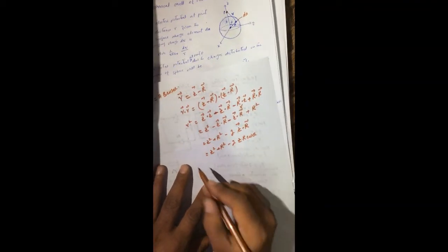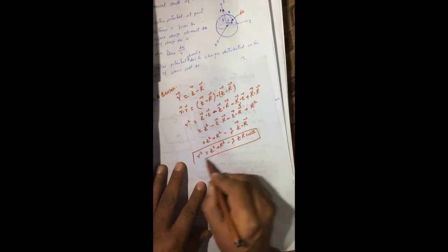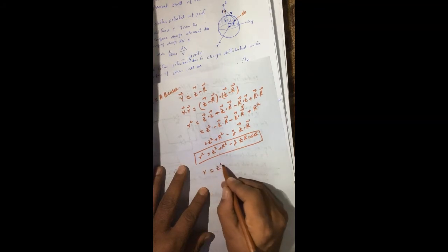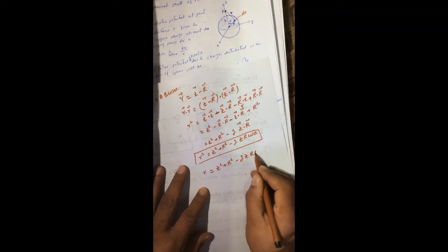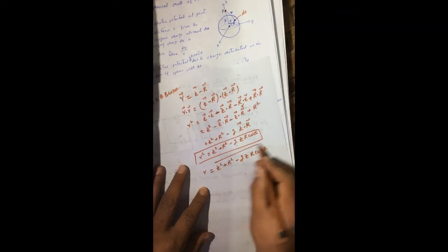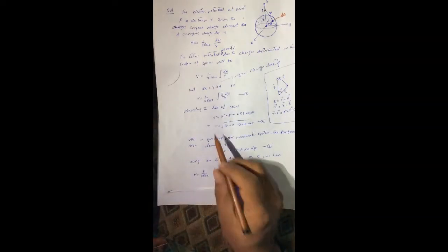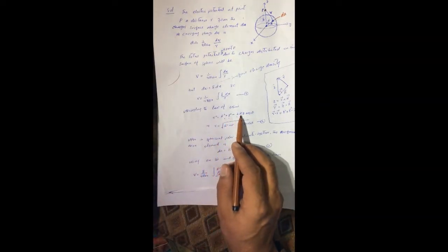So here I apply this one to r squared. This is called the cosine law. From this we get r squared equals z squared plus R squared minus 2zR cos theta. This is called the cosine law. So according to the cosine law, r squared is equal to R squared plus z squared minus 2Rz cos theta.